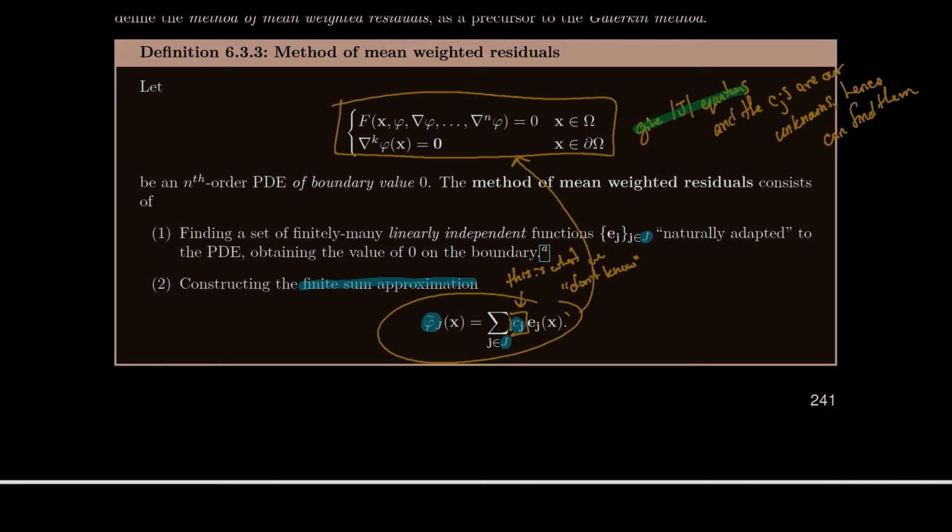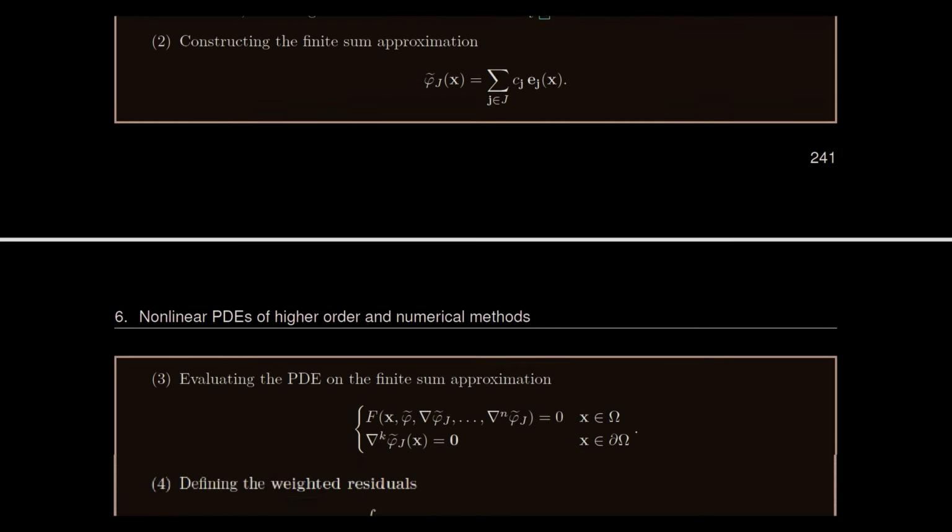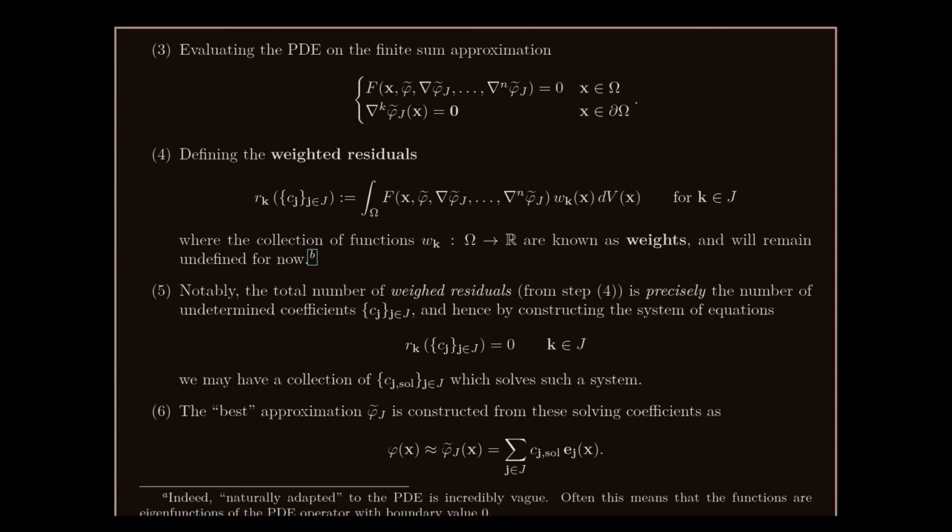So that's where we're headed with the rest of this method of mean-weighted residuals: how do we use the PDE, which I've just restated in step 3, but now with our phi tilde sub j? How do we use that PDE evaluated on those finite sums to give us the size of j possible equations that we can actually solve for all the CKs with? Well, the way we do that is we define something called a weighted residual.